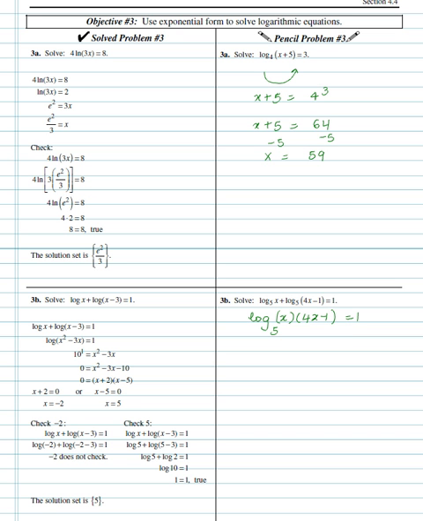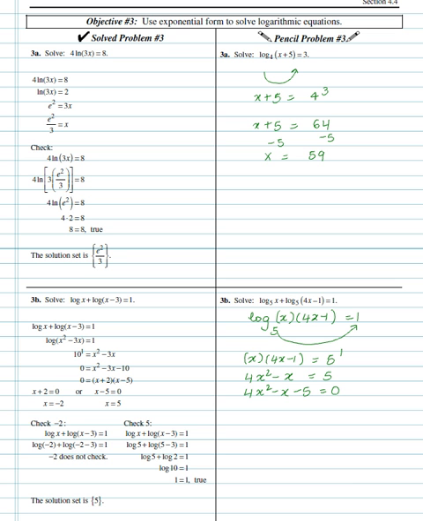I'm going to go ahead and change it into exponential. Draw my arrow from the base to the other side. So this is x times 4x minus 1 is 5 to the power 1. So 4x squared minus x is equal to 5. Bringing everything over to one side, I get 4x squared minus x minus 5 is equal to 0.